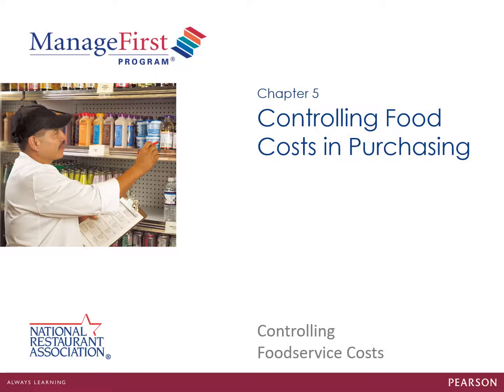All right, so this week, pretty much really this week, we're going to cover chapter 5 and chapter 6. We're going to talk about purchasing and component costs in each section of the purchasing process. Okay.